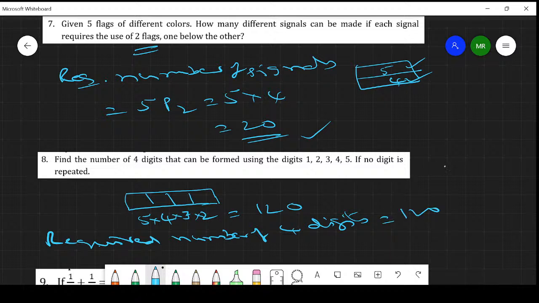Some people may also do like this. Sir, 4 digits, I have 5 numbers, can I consider 5P4? This is also correct. You can write your answer 5P4. Same thing, 5 into 4 into 3 into 2. Same answer it comes. You can do like this or you can do like this also. Both are correct. That was how you can solve the problem.